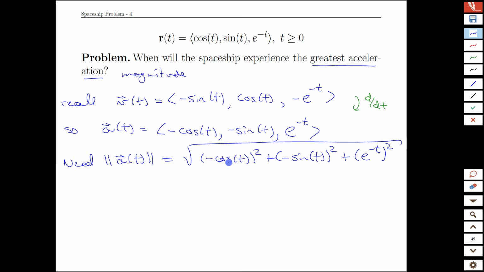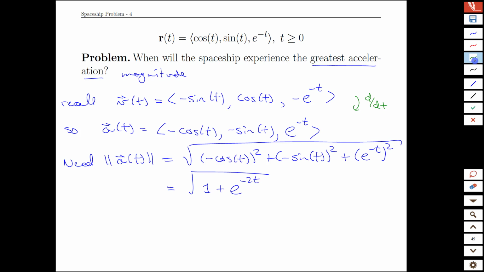Because again, we're going to have cos squared plus sine squared, and then the exponential. The cos squared and sine squared are going to give us a 1, and then the e to the negative t squared gives us e to the negative 2t. There we go. So the magnitude of the acceleration is given by this formula here.